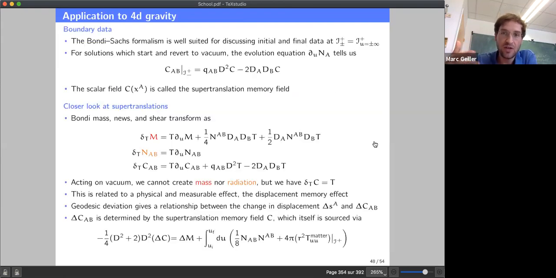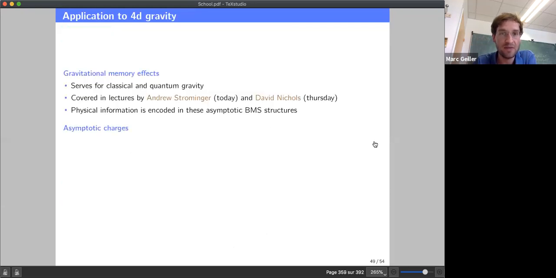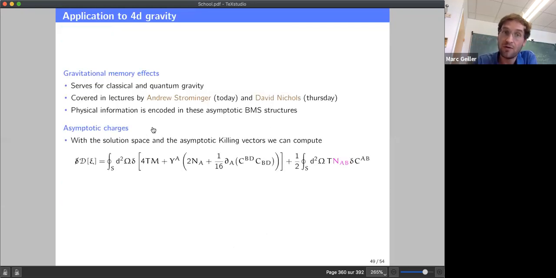What I did not discuss here so far, but what we discussed in 3D, was the form of the charges associated to these BMS4 vector fields. Here I just wanted to emphasize the physics of these super translations in relation with the displacement memory effect. So maybe I skip this and I just go to the form of the asymptotic charges, to answer the question and to compare with what we had in 3D.